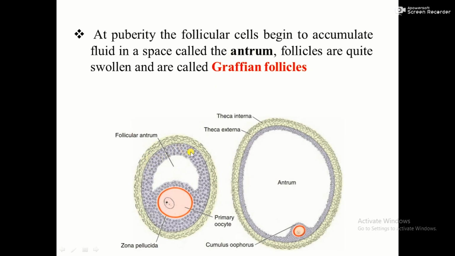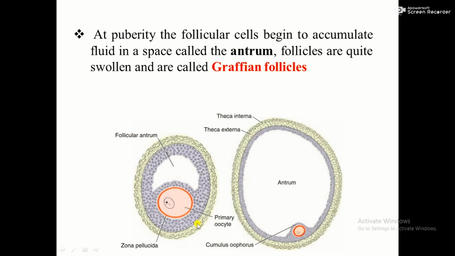All the cells will gather and we will have a cavity or a space. This space will be filled with fluid that comes from the follicular cells. We call it antrum. You see how the structure became: primary oocyte, zona pellucida, follicular cells, and we have an antrum. The follicles are quite swollen, and are called Graafian follicle.